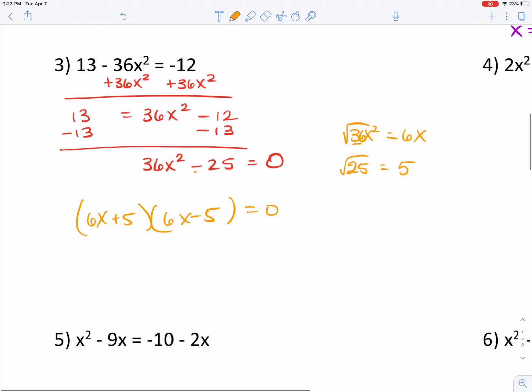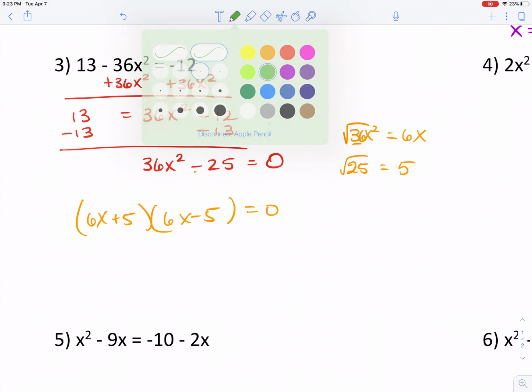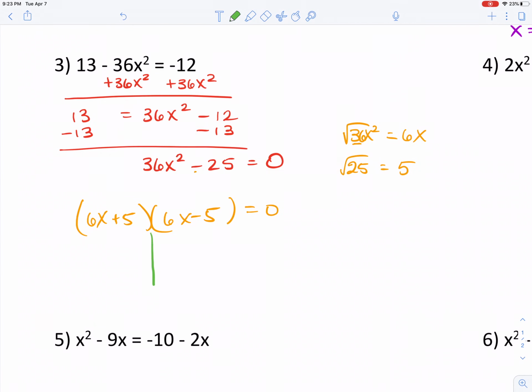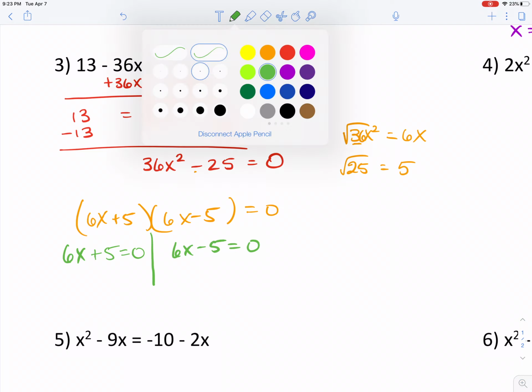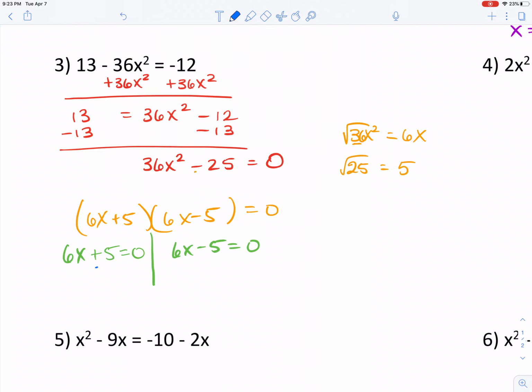Okay, so that was a little bit more work to get into standard form. You have to make sure that the x squared term is positive. Set each of the factors equal to 0. And both of these have a number in front of x. So I'm going to have two-step equations.